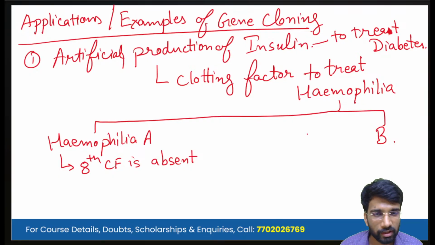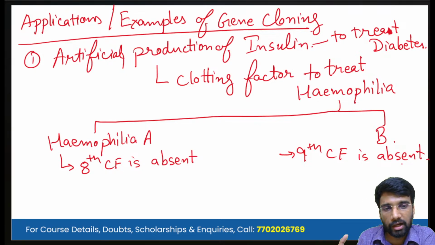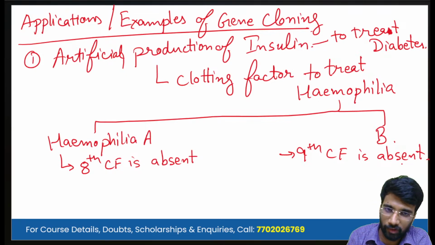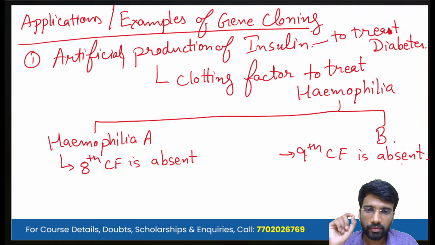Hemophilia B is due to the absence of the ninth clotting factor. So the ninth clotting factor is absent in hemophilia B, and just as with hemophilia A, we can artificially produce this ninth clotting factor using gene cloning and treat this particular hemophilia B. Then we can produce the growth hormone.